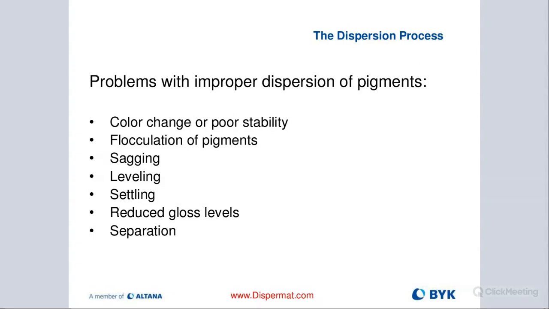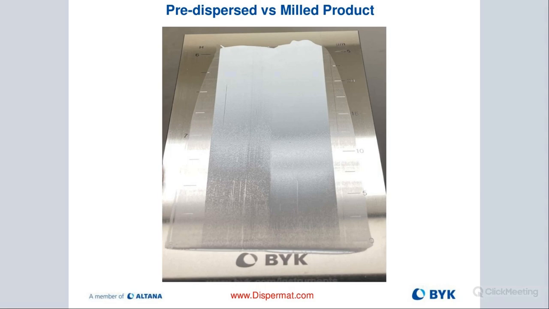So there are some issues if we don't do a good job dispersing our product. We're going to have color shifts, poor stability of our product, flocculation of pigment. That's something that can also be solved with the right additive that Big USA offers. Sagging, leveling, or settling, or reduced gloss or haze levels are some of the issues that come up. Separation, if we don't do a good job dispersing and milling.